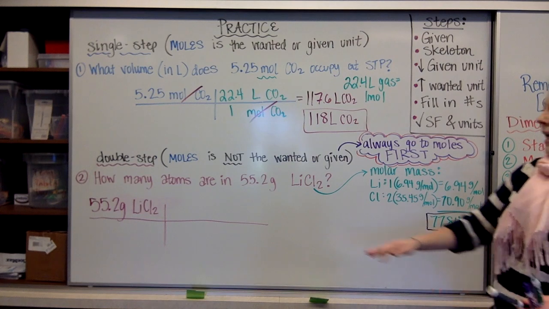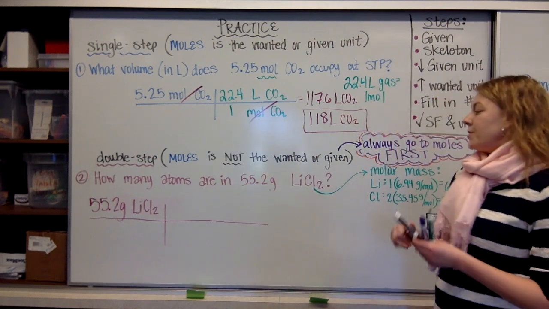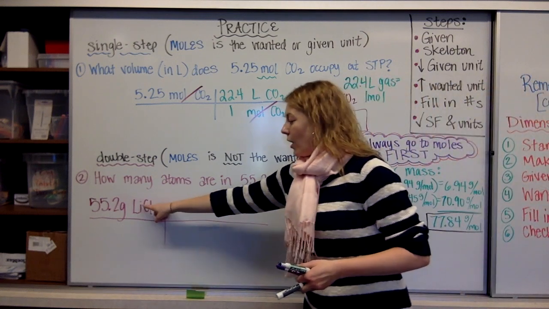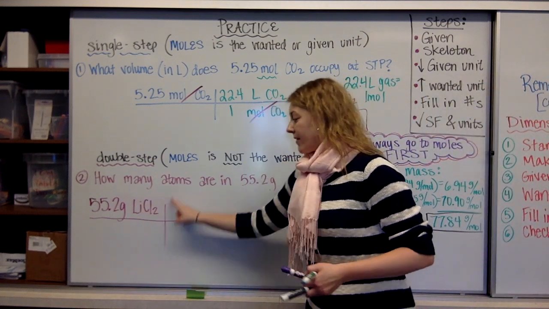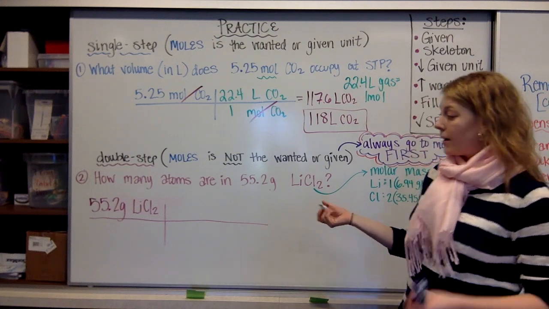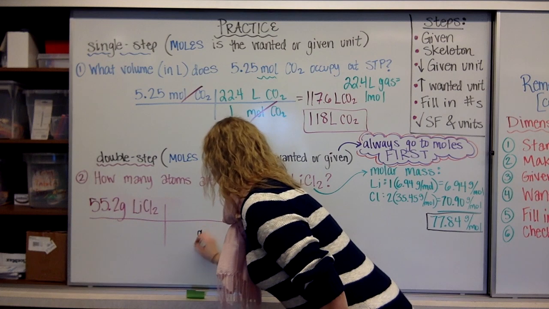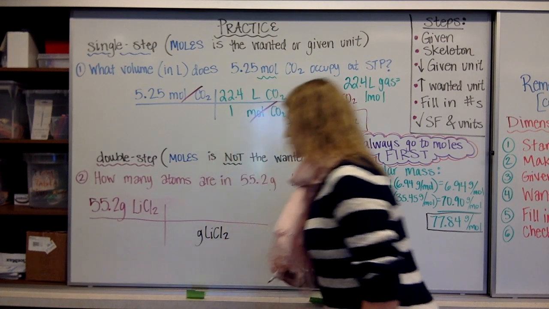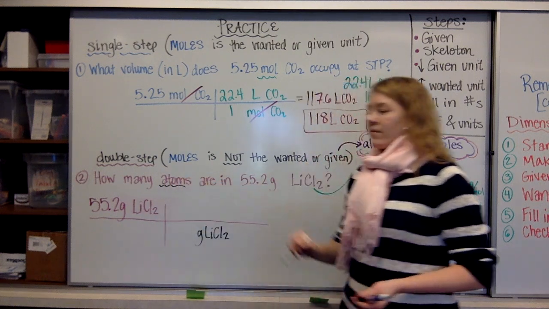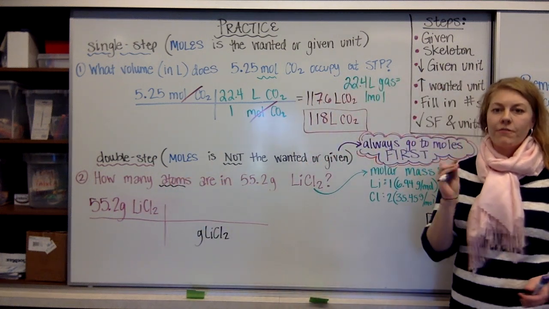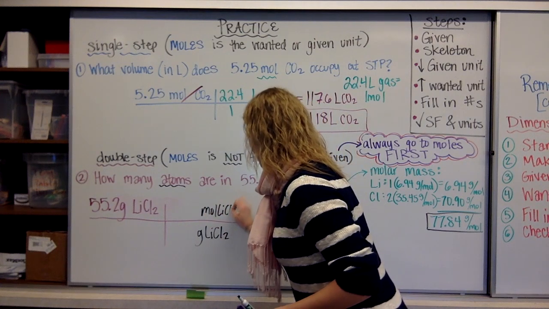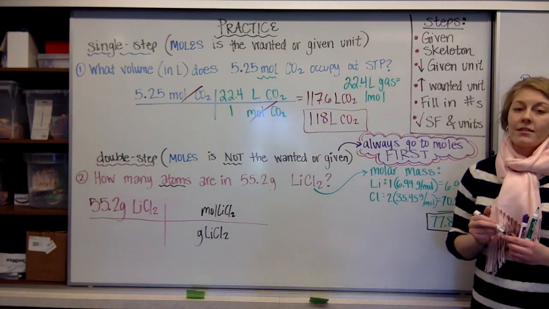So, how many atoms are in 55.2 grams of LiCl2? Okay? My given on top, my skeleton is set up. Now I have to put my given unit on bottom. Grams of LiCl2. Now, even though the wanted unit is atoms, you have to go to moles first. That means moles of LiCl2 is the unit that's going on top.